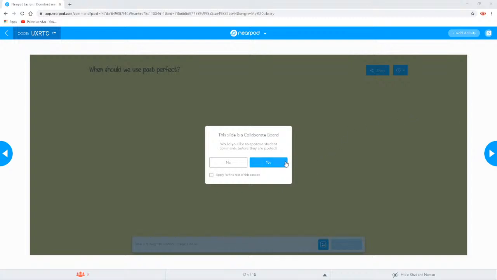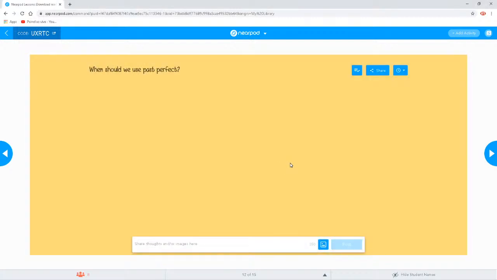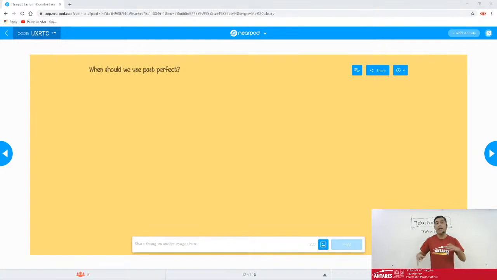Now it's the same thing that we had in the beginning. It's the collaborative board. You are going to type the answer for this question, and then it's going to appear on the collaborative board. Let's hope that now it works, okay? Let's do it. When should we use past perfect? Type on this white space, and then your comments are going to appear here. Okay? Let's go.